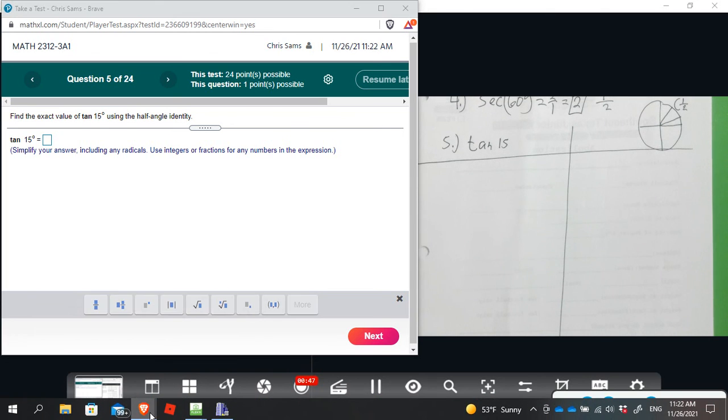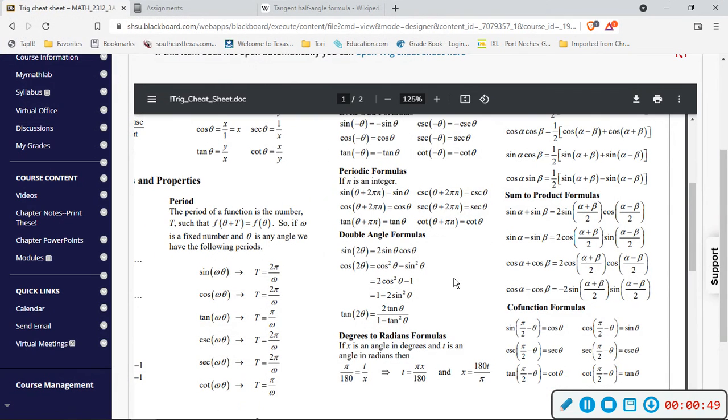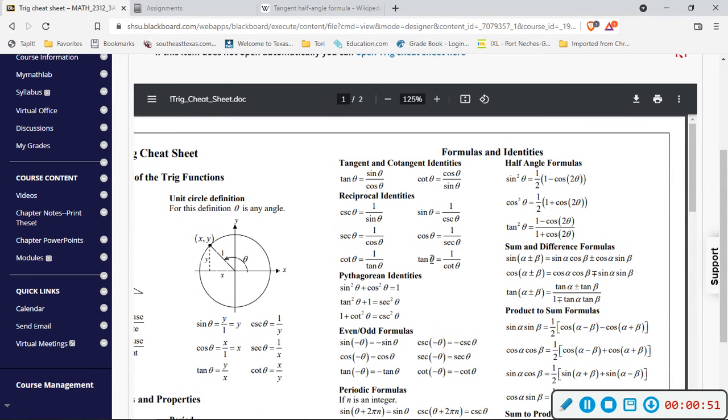In our Trig cheat sheet, the half angle identity right here. So here's what we have for tangent. It's tan squared, 1 minus cosine 2 theta, over 1 plus cosine 2 theta. So I will write this one down and solve it this way.